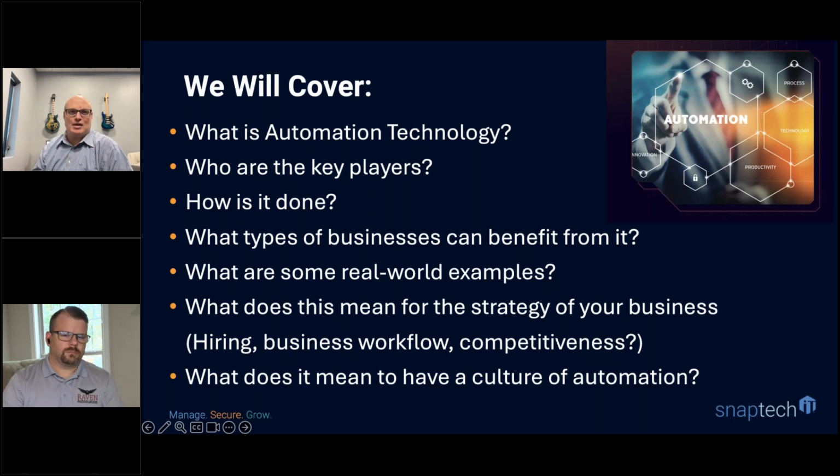What does this mean for your hiring strategy? What does this mean for your productivity? What does this mean for your go-to-market, how you would approach a customer, or what you would be able to offer as a competitive advantage? These are all interesting things to think about. And then a last piece: if you're going to embrace automation, you'll need to build a culture of automation where you approach things with automation first. So we want to talk a little bit about what that takes.